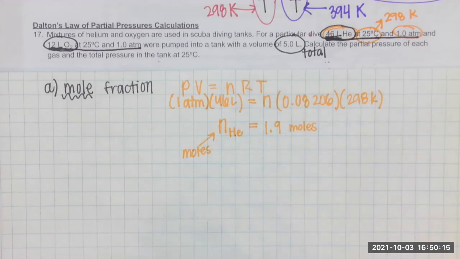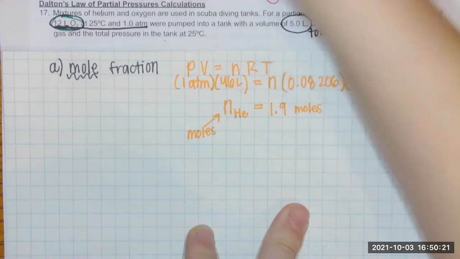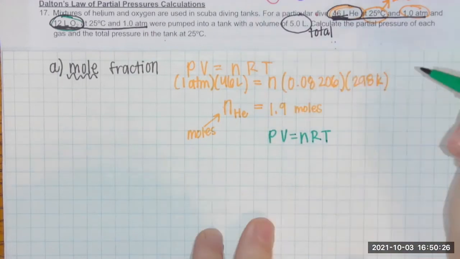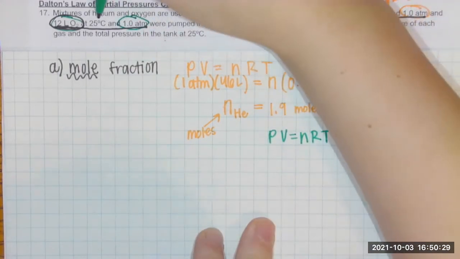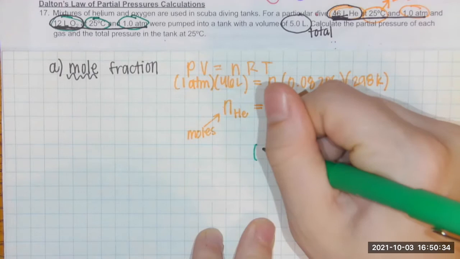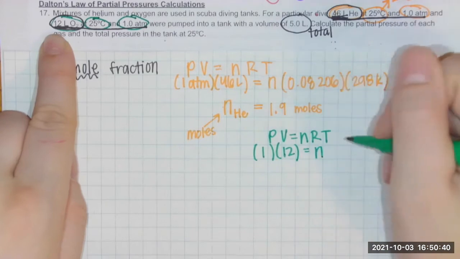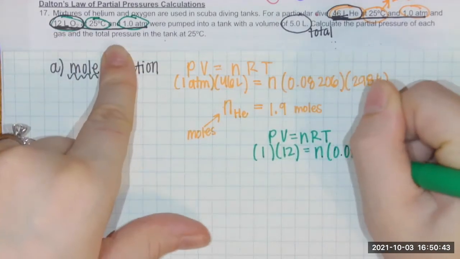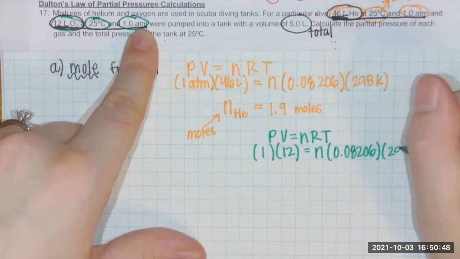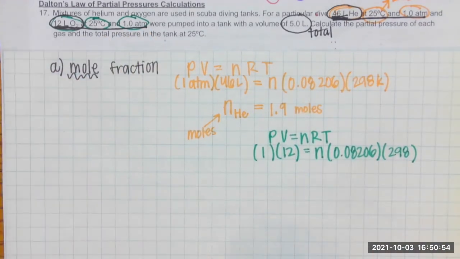Next thing, same process, but I'm going to do it for the oxygen here in green. PV equals nRT. Pressure, temperature, I need to convert it. Volume, let's see, 1 atmosphere. The volume is 12 liters. Don't know the number of moles. 0.08206 as always, and the temperature I already converted, 298 Kelvin is 25 degrees Celsius.